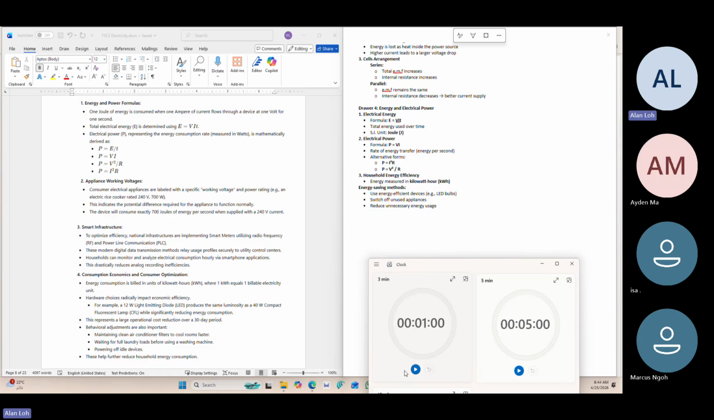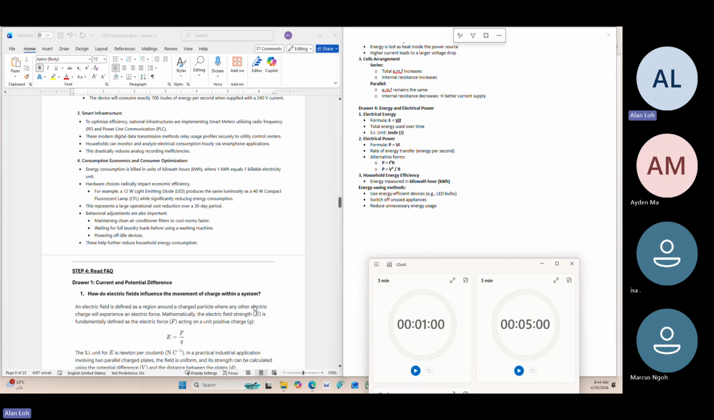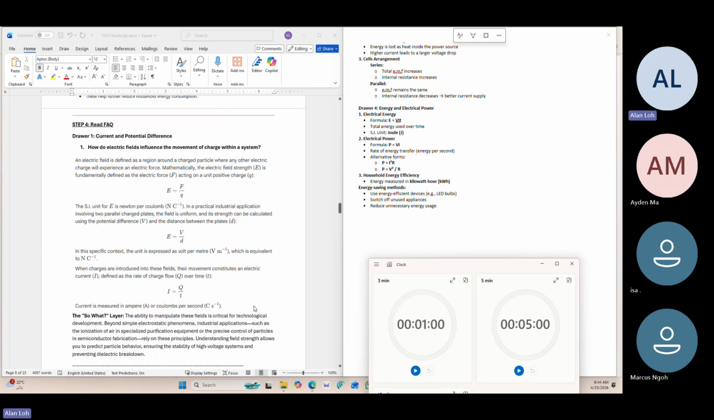All right. So we'll move on to step 4. We're halfway through. And how do you read step 4? It's also divided into drawers. Every question has answers, and they're divided into drawers.